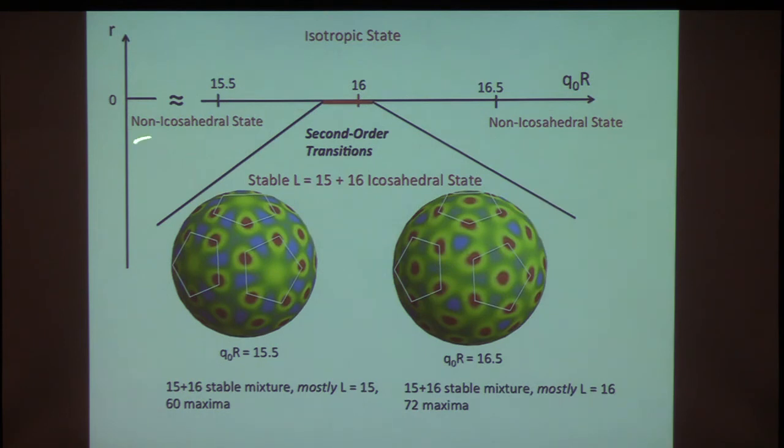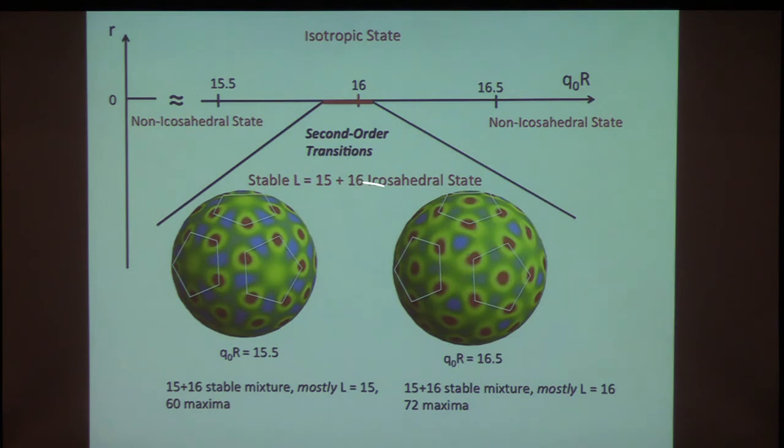This is a non-icosahedral state, and this is a non-icosahedral state. But if you cool through this point, you get a second-order transition, and you get a mixture of stable L equals 15 plus 16. So if you're more on this side, it's more L equals 15. If it's more on this side, it's L equals 16. And it is thermodynamically stable. All eigenvalues are either the three zeros or positive.